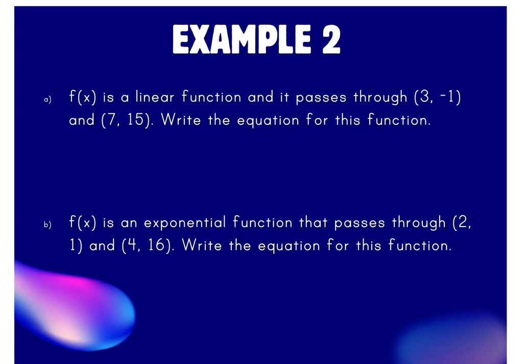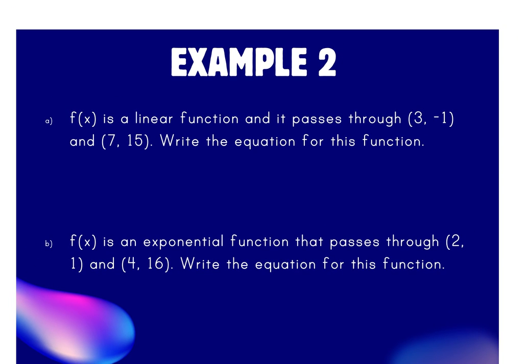All right, so example 2, f of x is a linear function and it passes through 3, -1, and 7, 15. Write the equation for this function. So linear, we know we follow all the same rules we did in algebra 1. A linear function is y equals mx plus b, or it's y minus y1 equals m times x minus x1. You get to choose. So for either of them, I need slope.